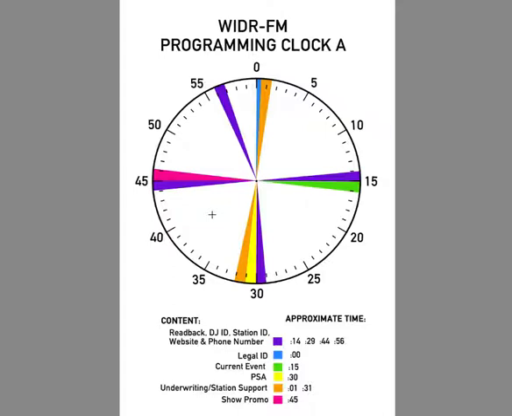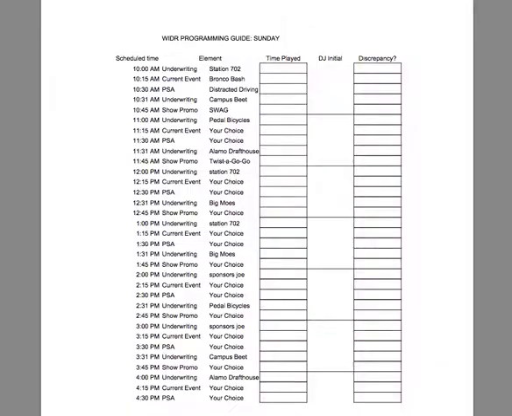Alright, so I think the easiest way to do this is, real quick, first I'll tell you where you can find these. You can find the programming clocks both on the window above the board. They're pretty hard to miss. And the programming guide can be found in a blue binder somewhere near the transmitter log. That's the best place to keep it.